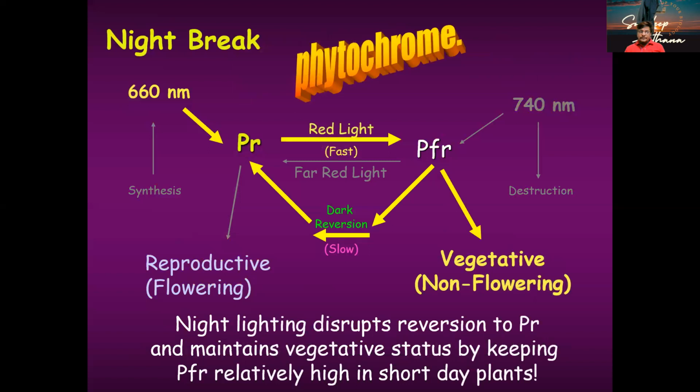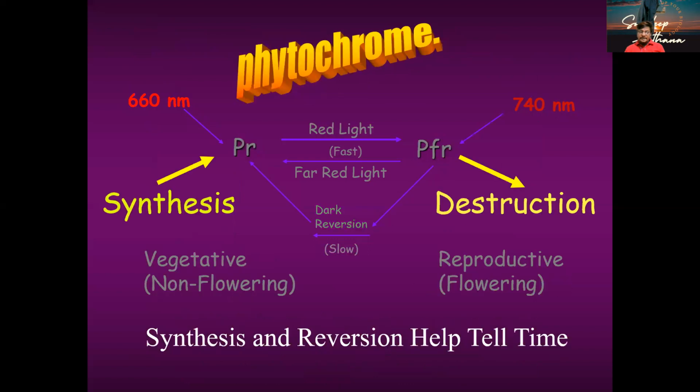This is what I told you. So this is how the day and night cycle is going to be very, very important. So synthesis and the reversion help to tell the time. This is how the plant comes to know. If I tell you the fact, some plants flower more in the summer, some plants flower more in the winter, or some flower in the rainy season. I'm talking about the Indian conditions.